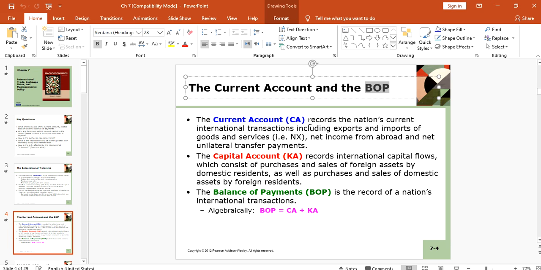You are not paying for any good and service. It's just a gift you're giving them. Okay, so that's a transfer payment. So what's the major second account for balance of payment?